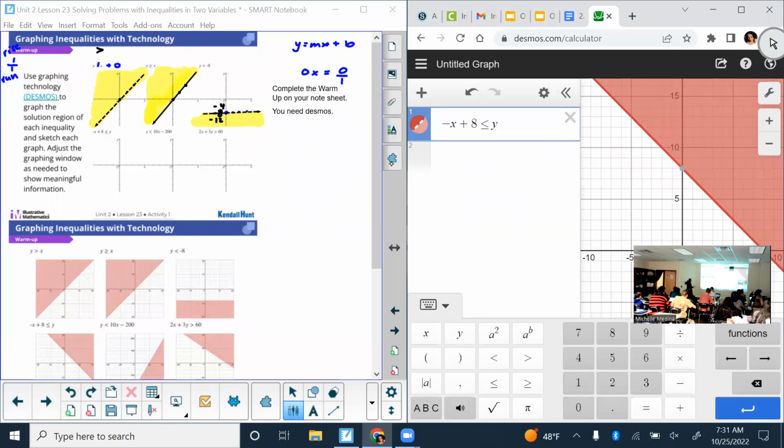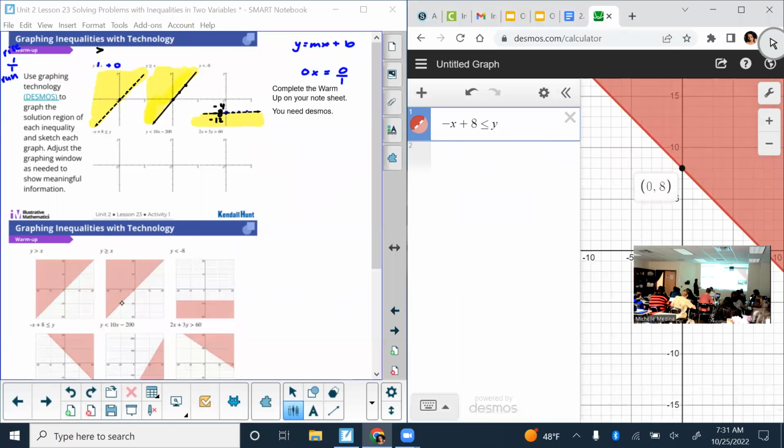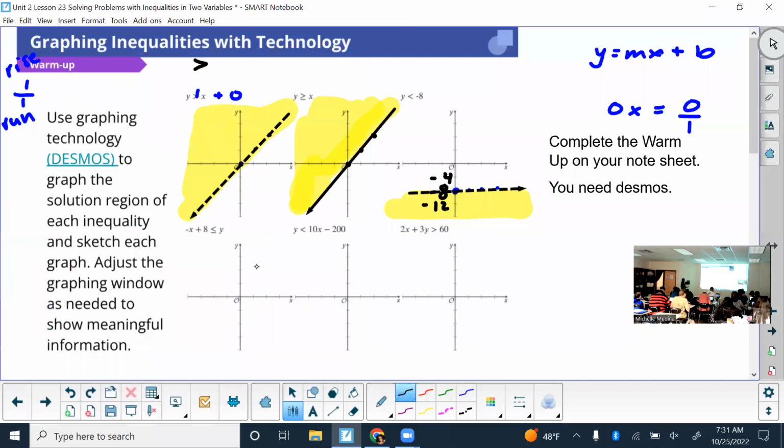All right, so where's my y-intercept? Where does it cross your y-axis? At 8, so put a dot on the 8. So how should we number this graph? Words again. All right, so then 8 would be here. And then what's my slope?